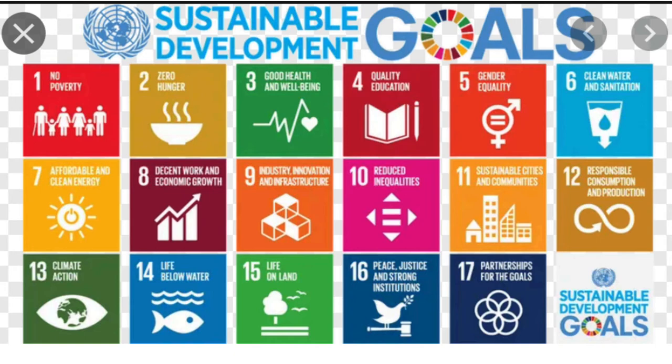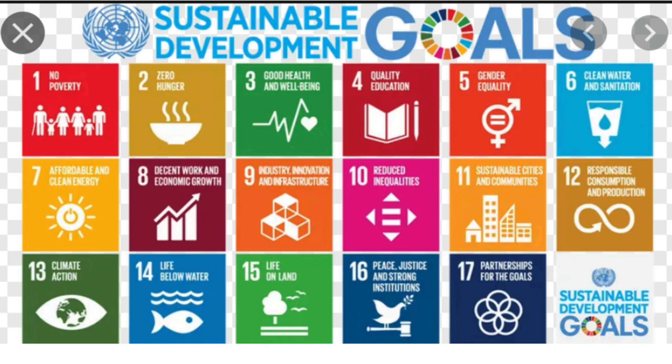So a sustainable goal is the elimination of poverty. Number two, that there be zero hunger in the world. Number three, good health and well-being of everyone in the world. Number four, that we all have opportunities for quality education. Five, that there is gender equality. Six, that there is clean water and sanitation for everyone. Seven, that there is affordable and clean energy for everyone.